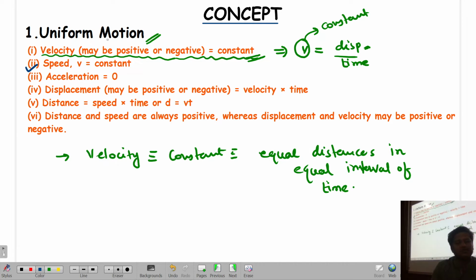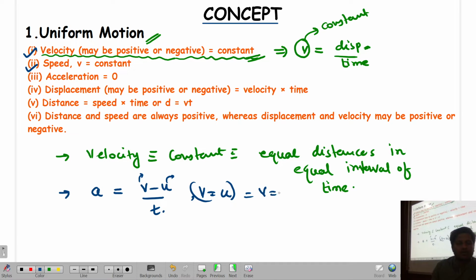What will remain constant in uniform motion? Speed and velocity both will remain constant. Now, if your velocity is constant, it means velocity is not changing with respect to time. You know that acceleration is equal to v minus u divided by t. This is final velocity, this is initial velocity, this is time. So if velocity does not change, that means final velocity will be equal to initial velocity. So if v is equal to u, what will be the acceleration value? It will be equal to 0.